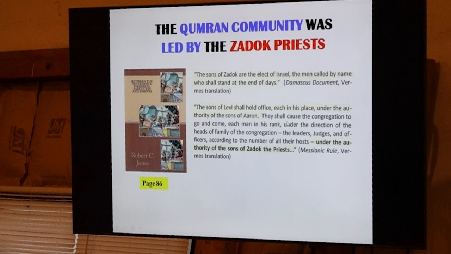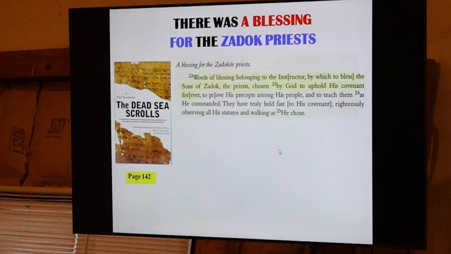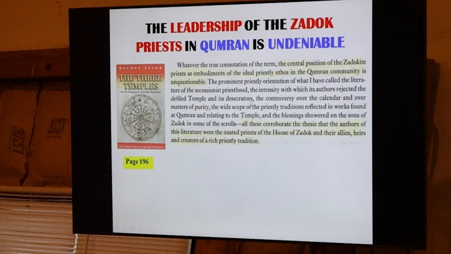The sons of Zadok are the elect of Israel, the men called by name. And furthermore, the sons of Levi shall hold office, each in his place, under the authority of the sons of Aaron, under the authority of the sons of Zadok, the priests. So there was actually a blessing for the Zadok priests in the scrolls, the words of blessing belonging to the instructor to bless the sons of Zadok, the priests. So the fact that the Zadok priests were the leadership in the Qumran community is undeniable because it's explicitly stated in the scrolls.